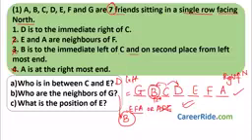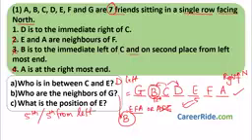If we start counting from the left-hand side, it would be 1, 2, 3, 4, 5. Fifth position. Depending on the options, you can get an option as fifth from left, or you can get an option as third from right. Depending on that you can decide.